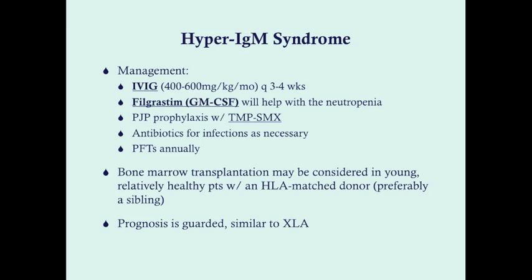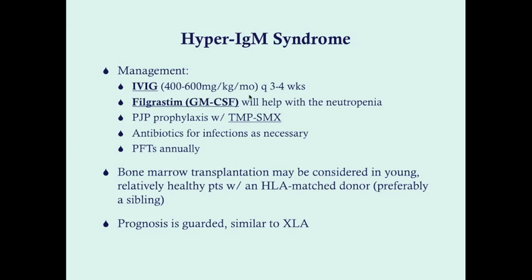We give them filgrastim, also known as Neupogen. It's a GM cell line stimulating factor, and this is done to help with the neutropenia. Now, this is not going to elevate your immune globulin levels. It doesn't work on lymphocytes. This only works on the myeloid line with the neutrophils. So that helps with fighting infection, but it's not going to give them the antibody that they're missing. You only get that with IVIG.